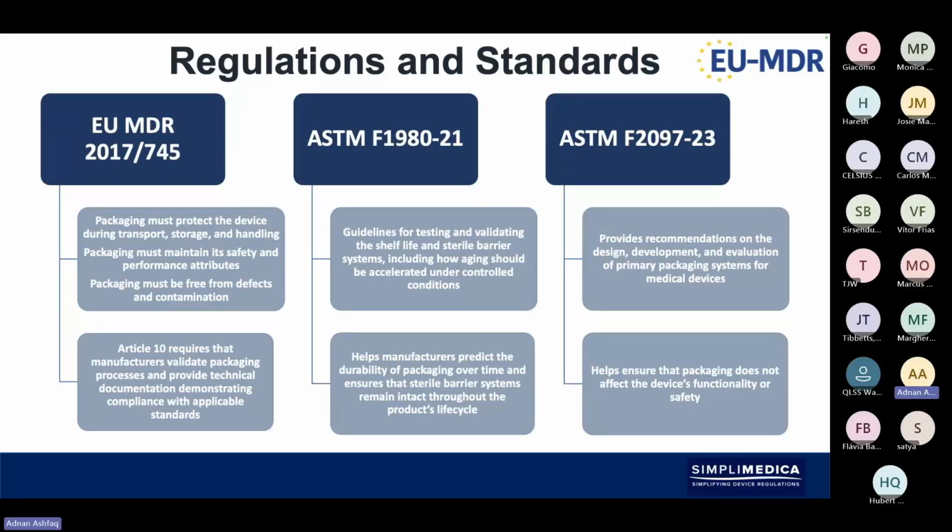So ASTM F1980 looks at guidelines for testing and validating the shelf life and sterile barrier systems, including how aging should be accelerated under controlled systems. And that then helps manufacturers predict the durability over time and ensures that the sterile barrier systems remain intact throughout the product's life cycle. And then ASTM F2097 provides recommendations on design, development, and evaluation of primary packaging systems for medical devices. And it also helps ensure that the packaging doesn't affect the device's functionality or safety.